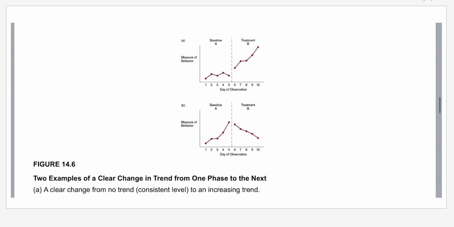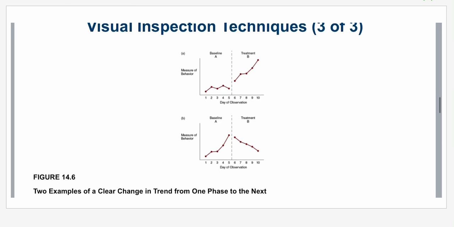So if we scroll down to 14.6, you can see in graph A there is a change in trend. It went from a fairly stable level in baseline A, and then all of a sudden we're seeing a trend going upwards, right? For treatment B, if you go down to graph B, the second graph underneath, the trend changed from positive to negative. So it was still a change. It went in the opposite direction.